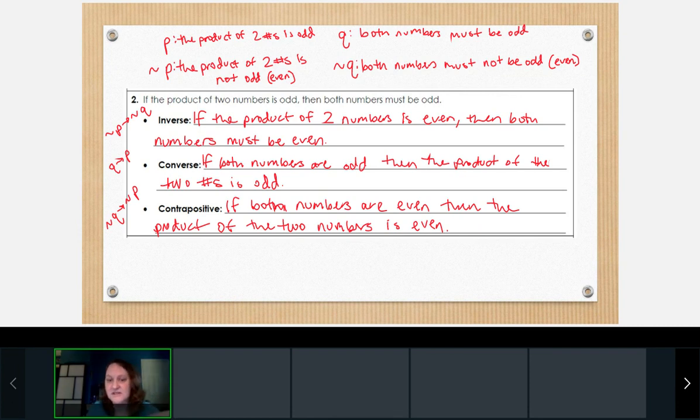Yeah, if it's easier for you to just write it on your paper, you don't have to write it in the chat. That's okay.